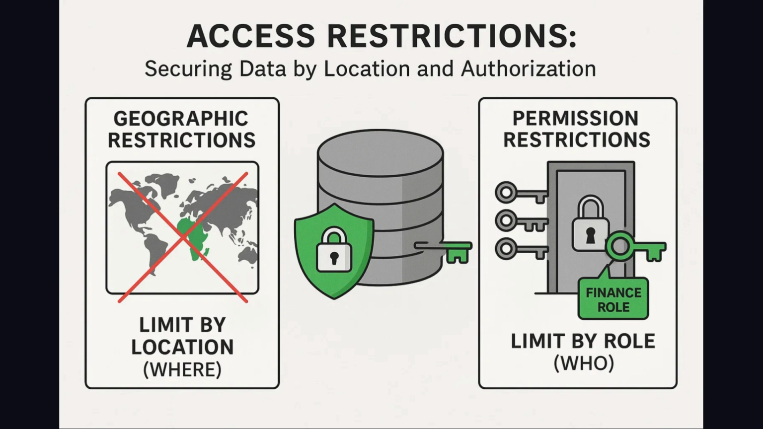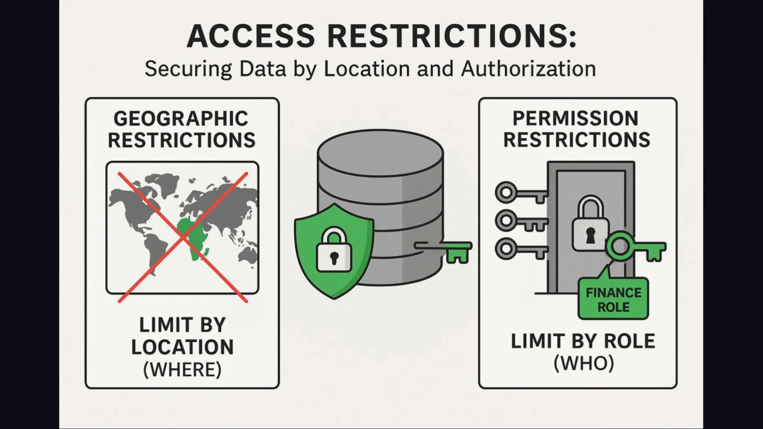Geographic restrictions. These limit access based on the physical location of the user or system. Example: an organization might restrict access to a critical database to only those users located within a specific country or region. This prevents unauthorized access from untrusted external networks.